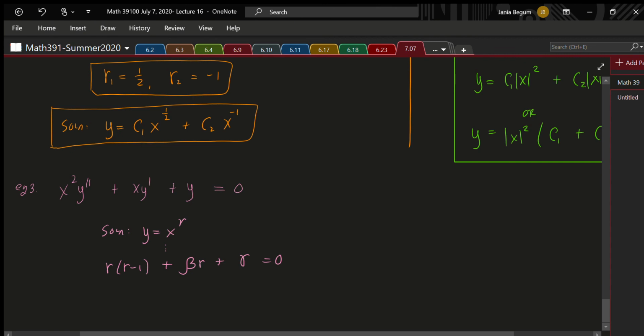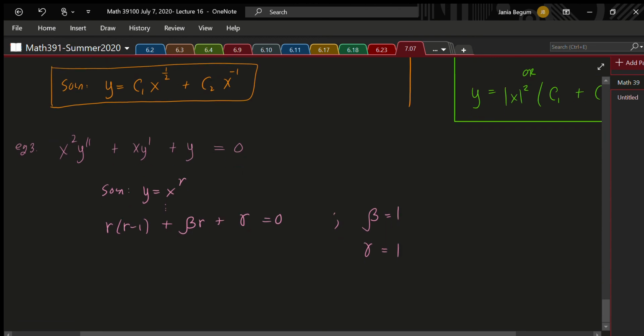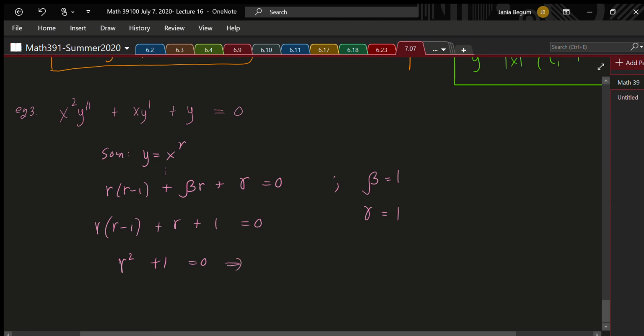And then we plug in beta and gamma. So what's beta and what's gamma? Beta is 1, gamma is also 1. Let me show more steps: r times r minus 1, plus r plus 1 equals 0. So we get r squared plus 1 equals 0. Okay, not so bad. So we have complex roots. r is equal to plus and minus i.